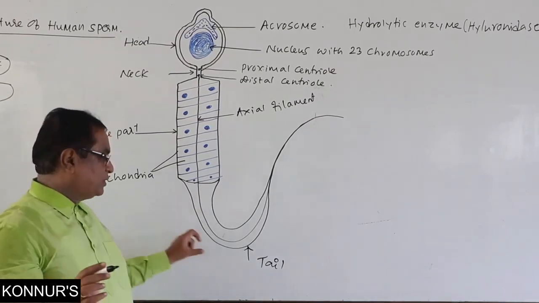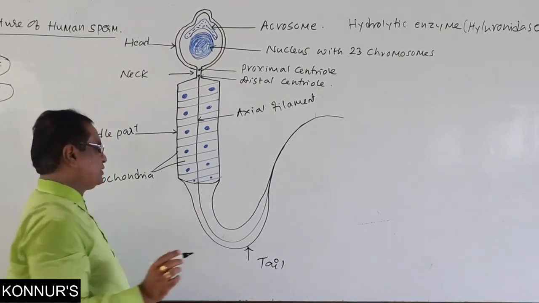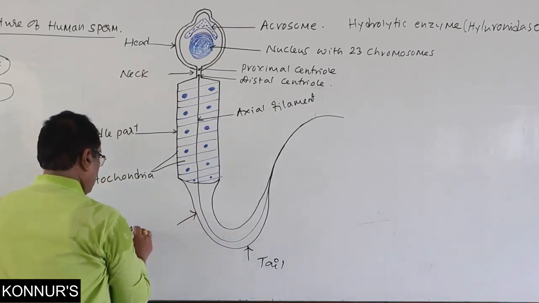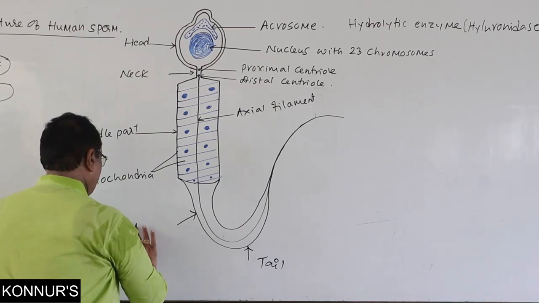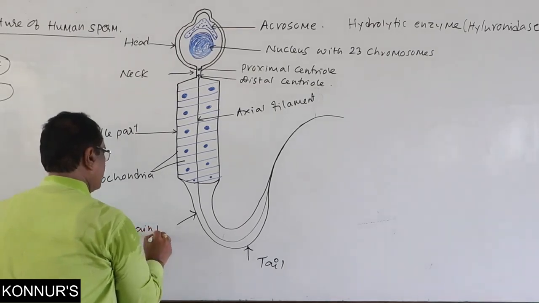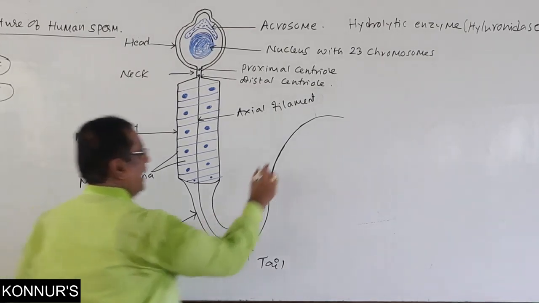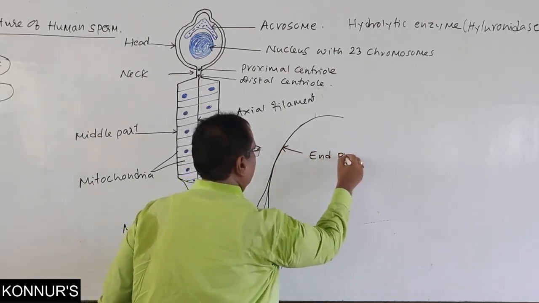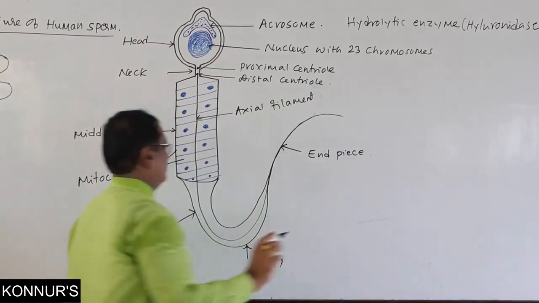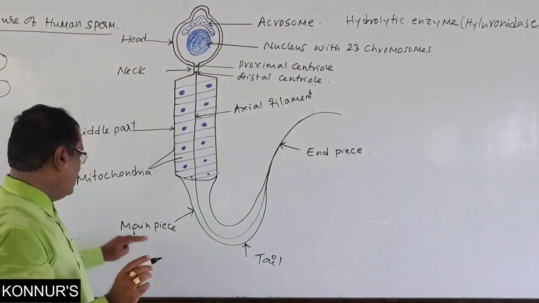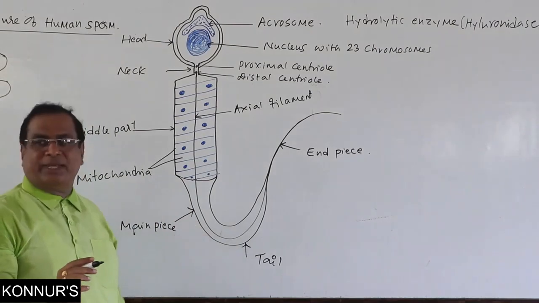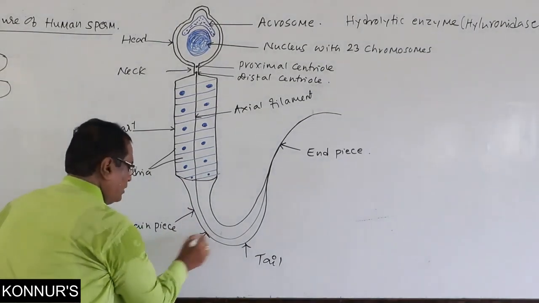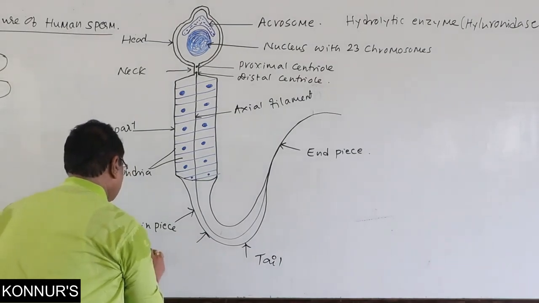And as far as tail is concerned, it is distinguished into main piece and end piece. The tail is distinguished into main piece and end piece, and the main piece is having a protoplasmic sheath.